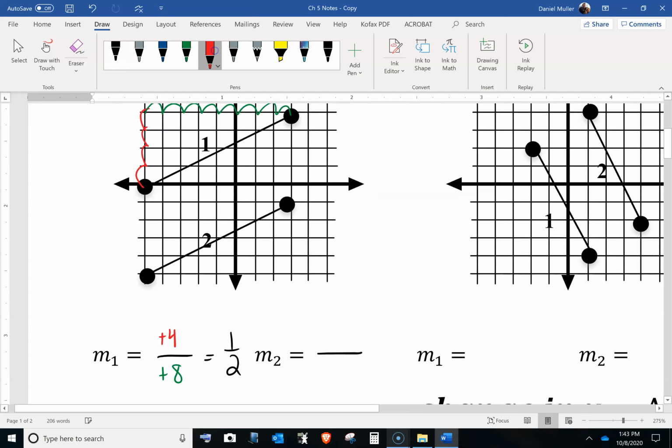Now let's take a look at number 2. 1, 2, 3, oh no, one more, 4. So it's a positive 4 because we're heading up 4. Then we're heading right, which will be positive as well. 1, 2, 3, 4, 5, 6, 7, 8. Positive 8, which again is a half.